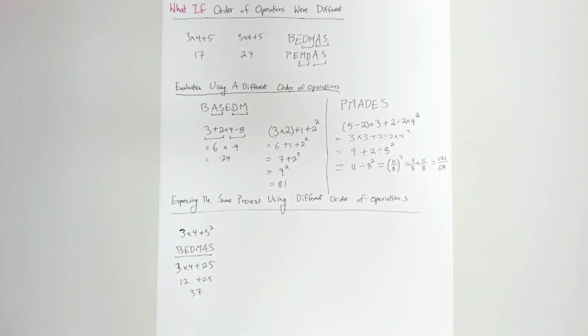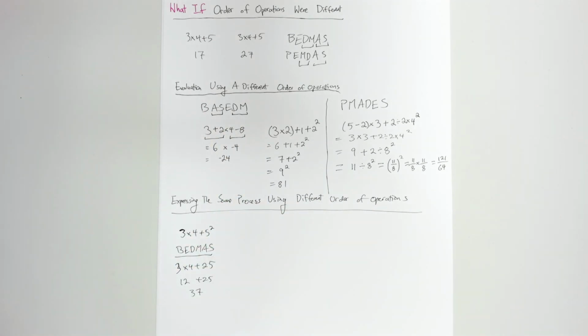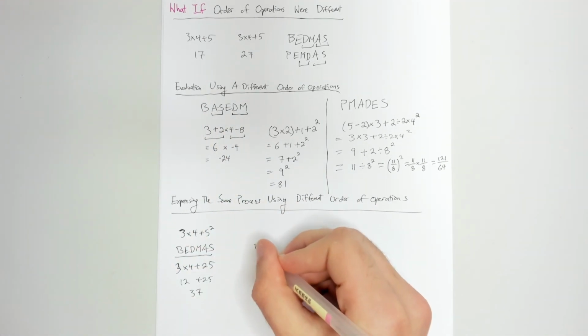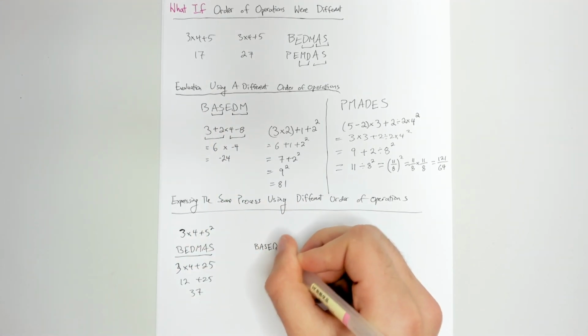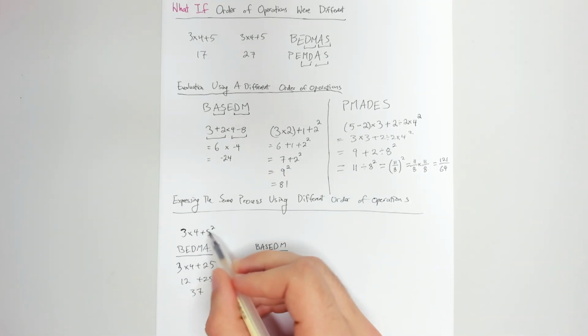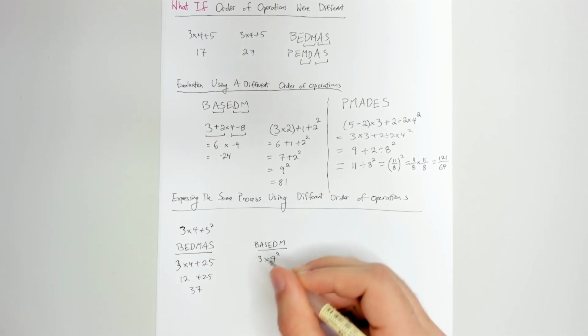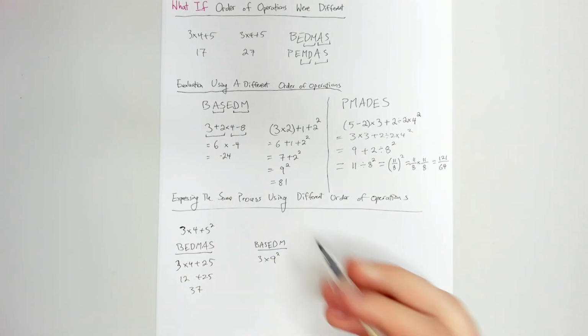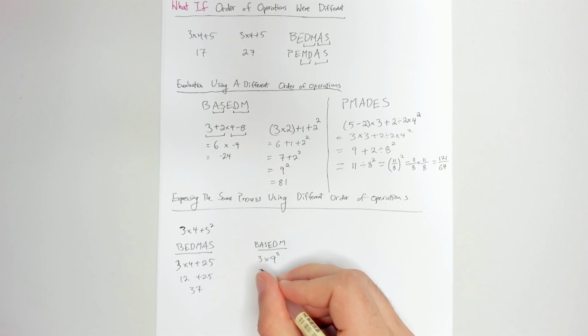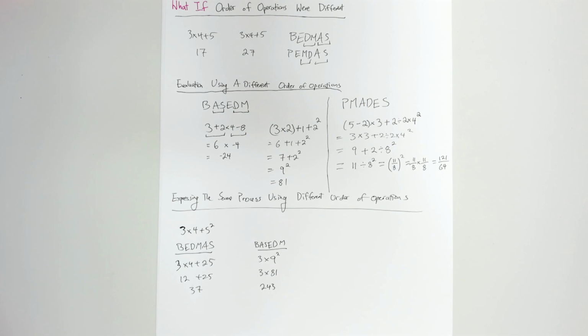Now, if we were to do this in a different world, for example, maybe the BASEM world, so this is our order of operations now, we get a different value. We would do the addition first, so we'd have 3 times, and then 4 plus 5 is 9. Then we would do the exponentiation next. 9 squared is 81, and 3 times 81 is 243. So we get two extremely different things depending on the order of operations that we use to evaluate this statement.